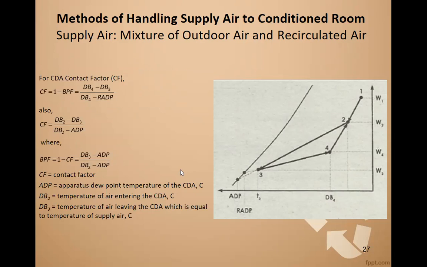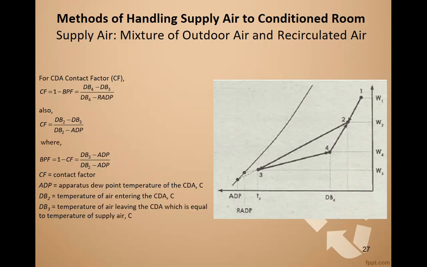Now for the CDA contact factor. So the contact factor is 1 minus the bypass factor. Bypass, hindi naka-contact. Yung contact hindi naka-bypass. Kailangan yan, di ba? Pakita yun pala kung ano yung bypass factor sa contact factor. Bypass factor hindi naka-contact. Yung contact factor, yung hindi naka-bypass. So (DB4 minus DB3) over (DB4 minus RADP).